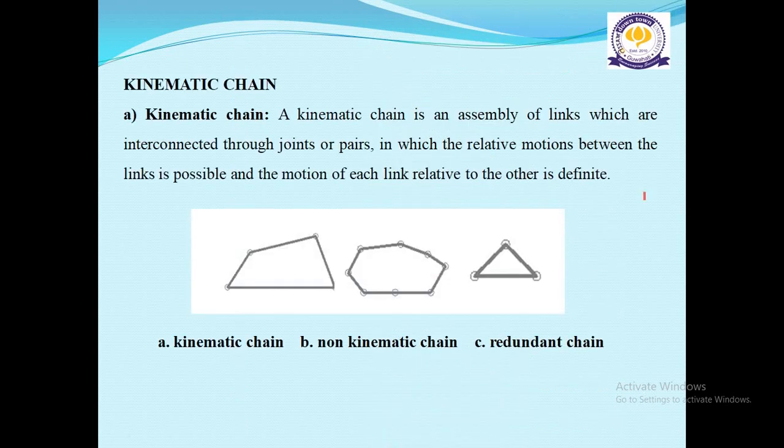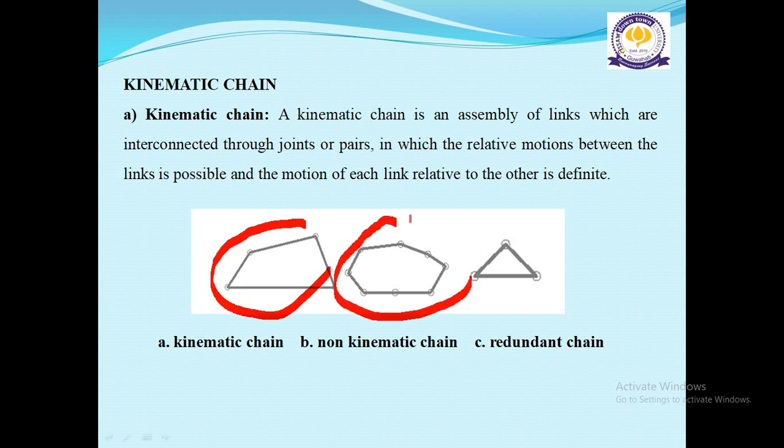Next we move on to kinematic chain. A kinematic chain is an assembly of links which are interconnected through joints or pairs, in which relative motion between the links is possible and the motion of each link relative to the other is definite. Here is the kinematic chain, this is the non-kinematic chain and this is the redundant chain.